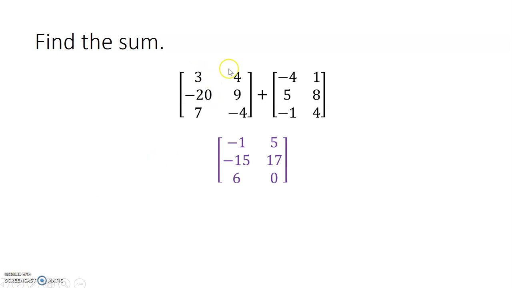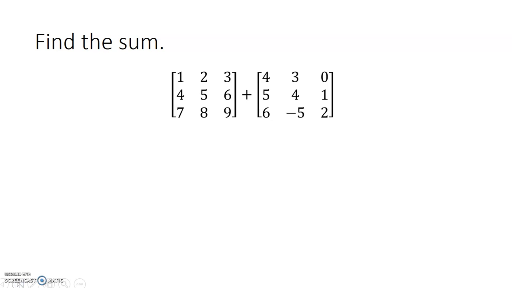When I go through that, 3 plus a -4 gives me -1. 4 plus 1 gives me 5. -20 plus 5 gives me -15. Again, that's one you've got to be careful on with your signs. If you owed somebody $20 and you gave them 5, you'd still owe them 15. 9 plus 8 gives me 17. 7 plus a -1 gives me 6. It's like you're taking away 1 from 7. And then -4 plus 4 gives me 0. So notice that my answer is also going to be a 3 by 2 because I keep the same dimensions.